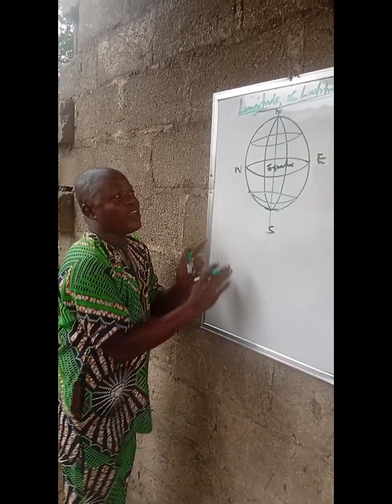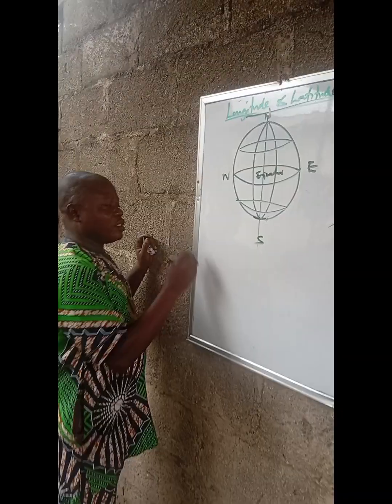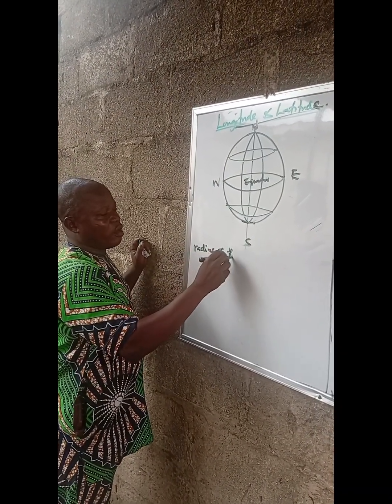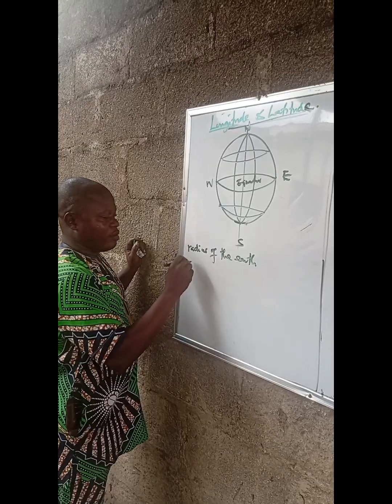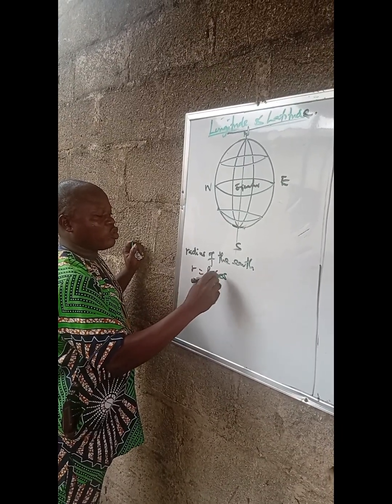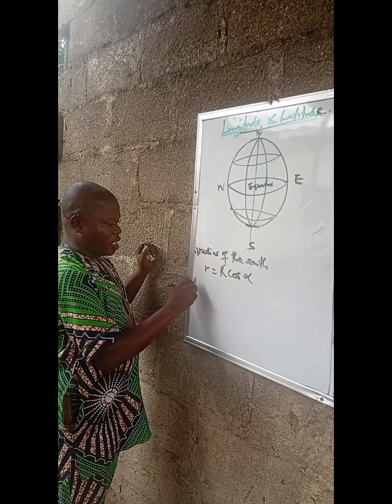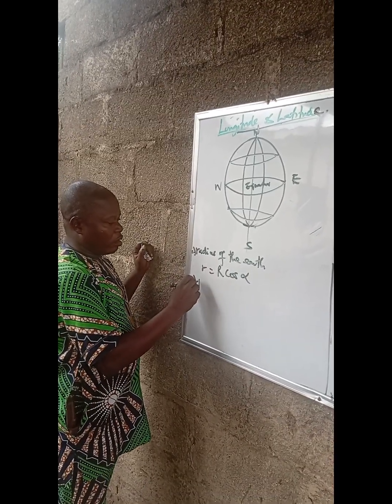Now let's go so that we don't waste time. Let's go straight to the formula. Now they can ask to calculate the radius of the earth. The formula is given as small r equals big R cos alpha. Now we'll explain this one later, which is the first one. Second one is called the distance.